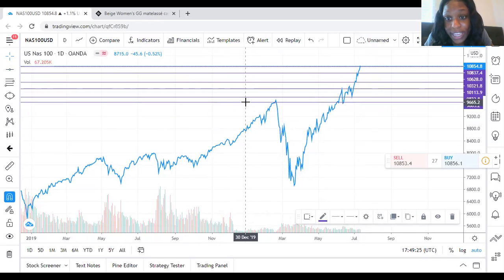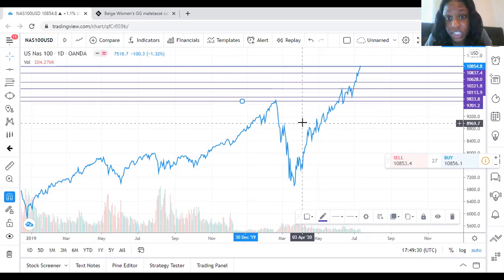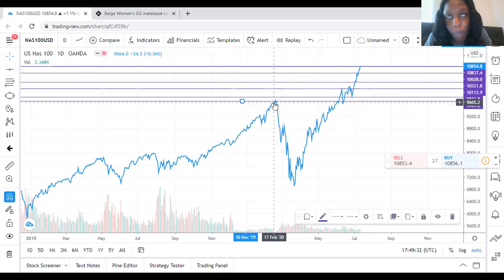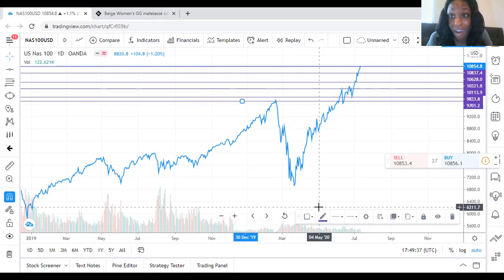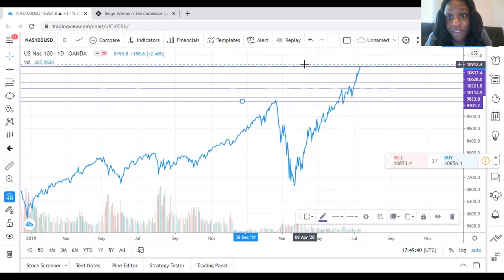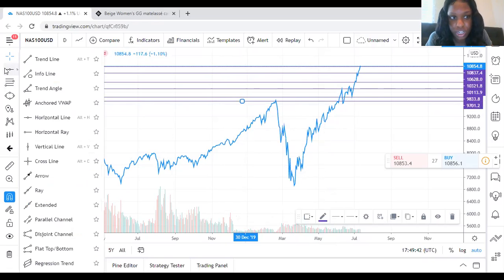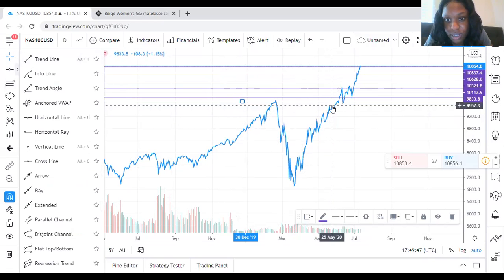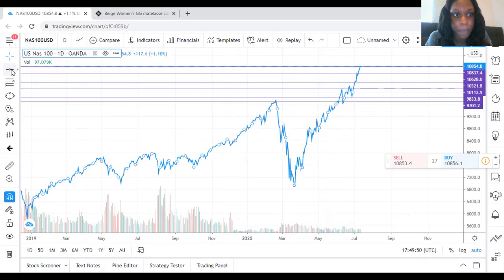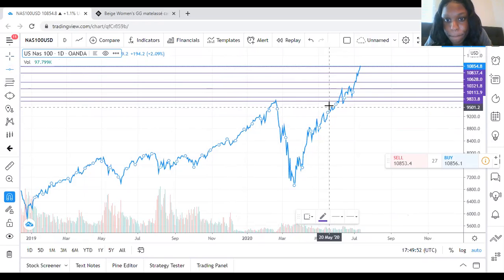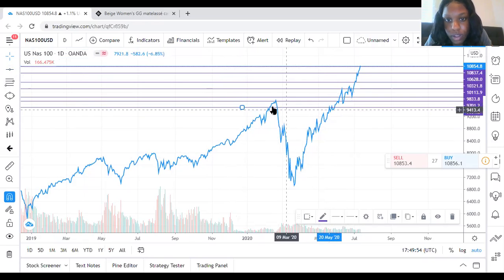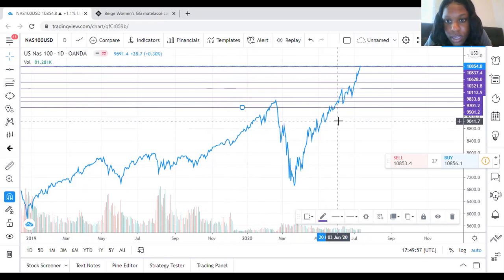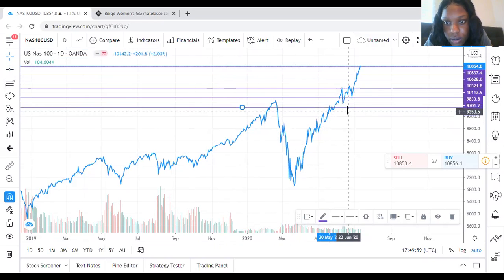Now, right here is somewhere that will catch my attention. Right here, look, once the market hit here, it just fell. It really fell. So we're just gonna keep doing that. Keep finding zones, support and resistance. Boom. Support and resistance, because once it hit here, it went down.